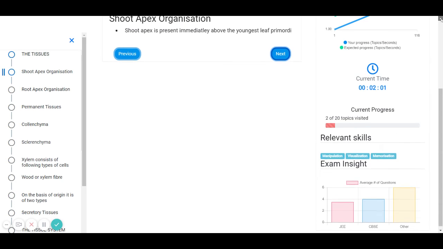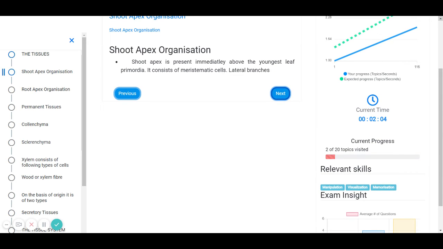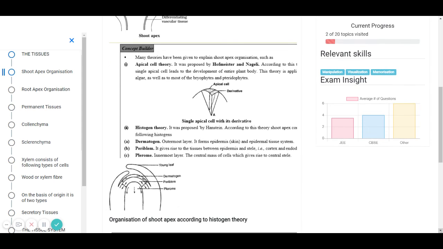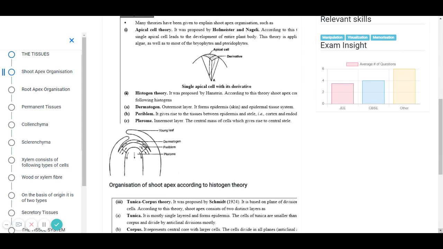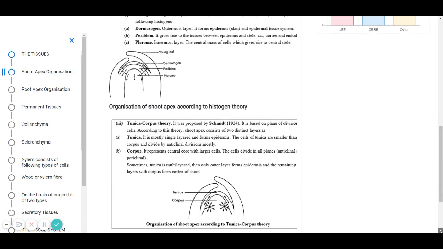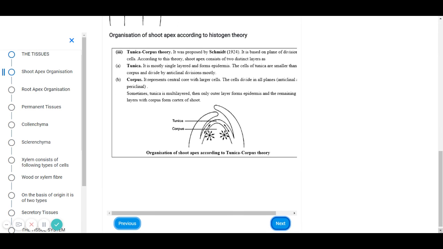Now it's shoot apex organization. It's telling that it's present immediately above the youngest leaf primordia. It consists of meristematic cells and a diagram is also given over here. So scroll down and see how beautifully the diagrams are being explained with the theory part. I don't have to look to any other book, just in this only I am getting the information.